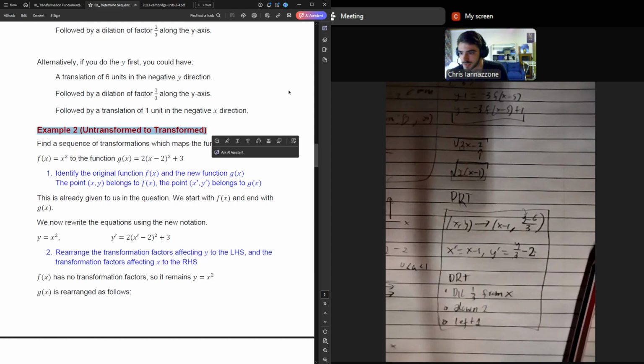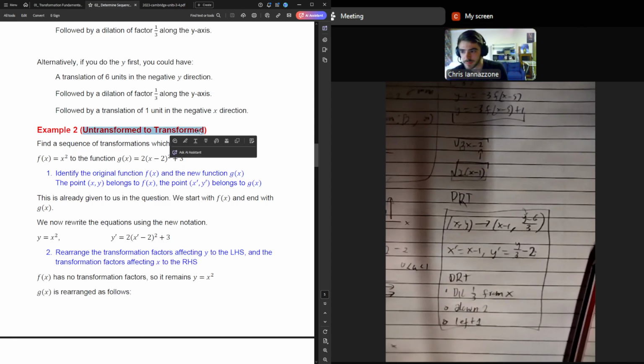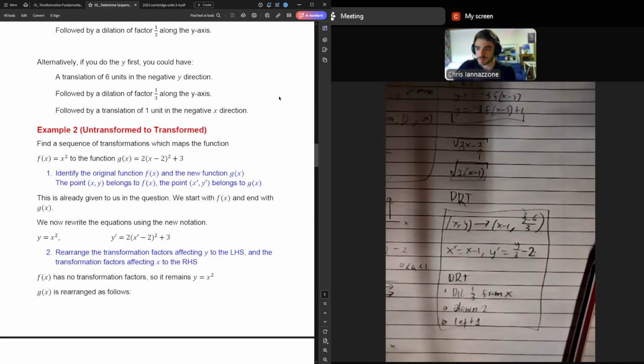I do have another example here, not because it's any different, but because it's the same. So I want you to understand that it doesn't matter if you go from transformed to untransformed or the other way around. Hell, it also doesn't matter if you go from transformed to another type of transform function. You still follow the exact same steps.